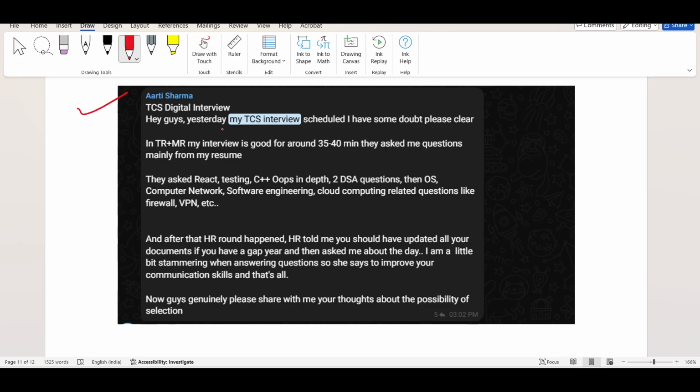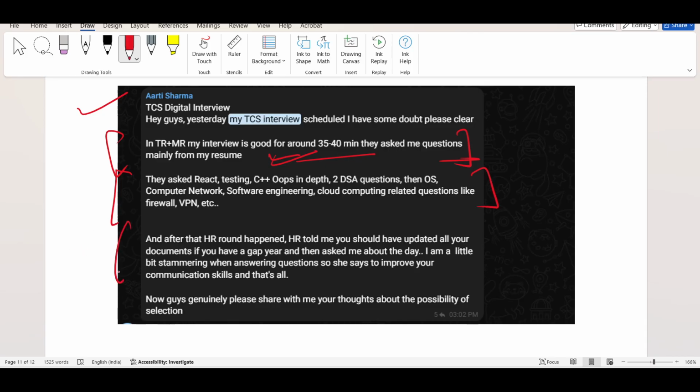Hey guys, yesterday my TCS interview was scheduled. I have some doubt, please clear. In TR plus MR, my interview was good. It was for around 35 to 40 minutes. They asked me questions mainly from my resume. Okay, so this was the main thing. Second line, they asked React, testing, C++, OOPs in depth, two DSA questions, then OS, computer network, software engineering, cloud computing related questions like firewall, VPN, etc.